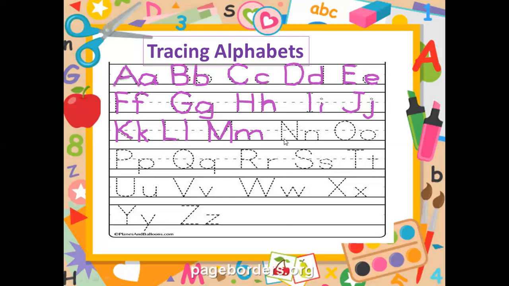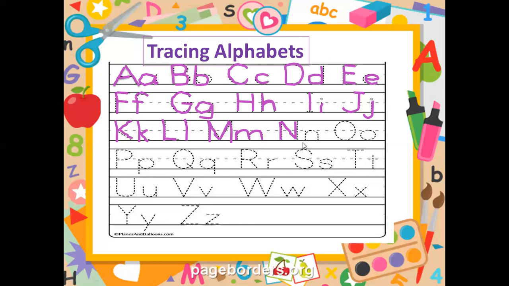Now it's the turn of capital letter N. A standing line from top to the bottom, another standing line from top to the bottom, and then connect these two standing lines with a slanting line from top to the bottom. Just like this.